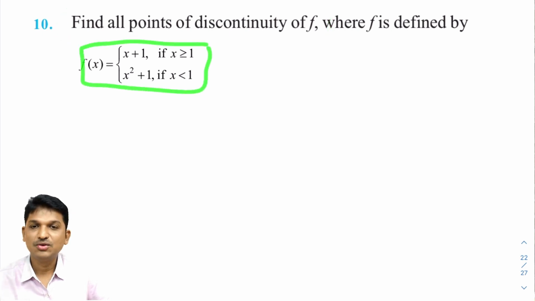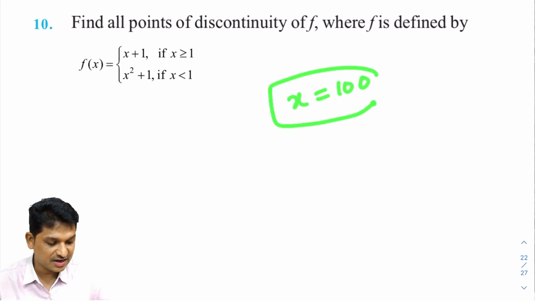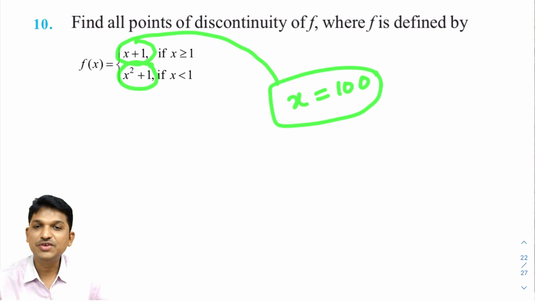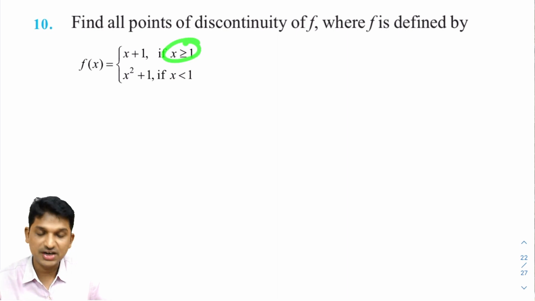First point, what is the domain of this function? For example, x equal to 100 is given. The x value is 100. Then here two functions are there. One is x plus 1, another one is x square plus 1. In these two, which function to choose? When x is 100, what you observe here is two things are there. If x value is greater than or equal to 1, then we will choose this function. When x value is less than 1, then we will choose this function.